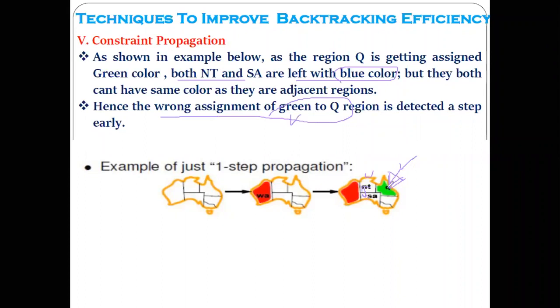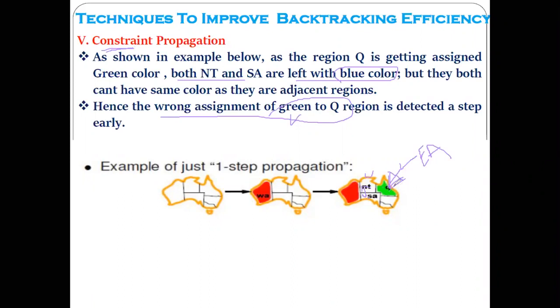What is getting detected? You are detecting that if you assign the green color to this region, because of this assignment, we are going to have a problem in the future. All of you agree? And is it the early detection? Correct. Is this kind of thing possible using forward checking? No. That is the reason I mentioned forward checking doesn't give us early detection of the failure, but using constraint propagation, we can have early detection of the failure.